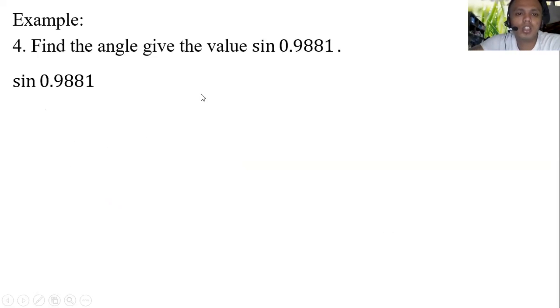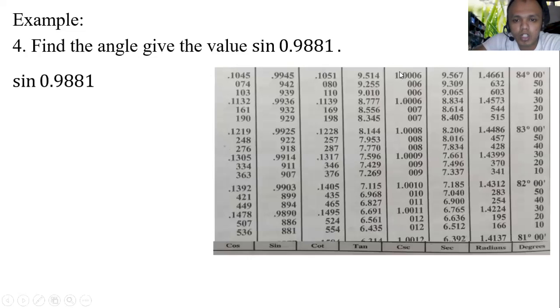Next. Find the angle given the value of sine 0.9881. This time the value of sine is given, which is 0.9881, and we will find the angle. So let us look for 0.9881. This is it, sine, because this is sine, we look here. Now, how many degrees is it? That is 81 degrees and 10 minutes.